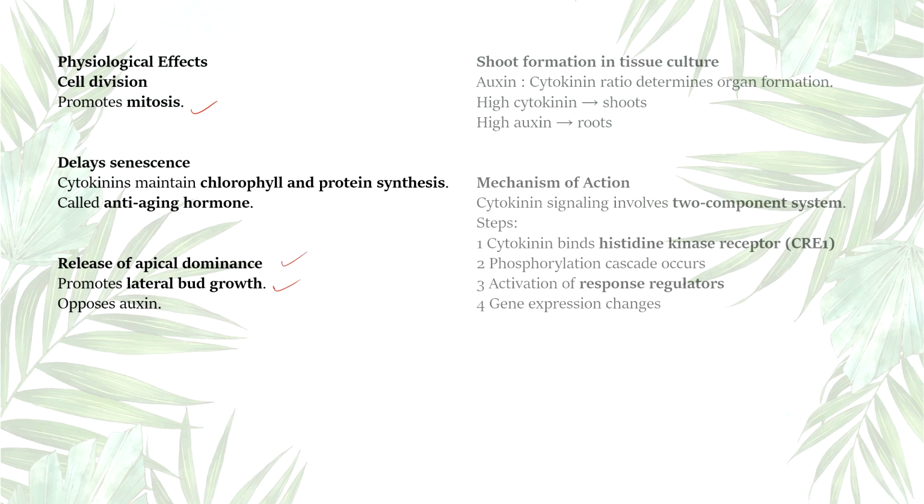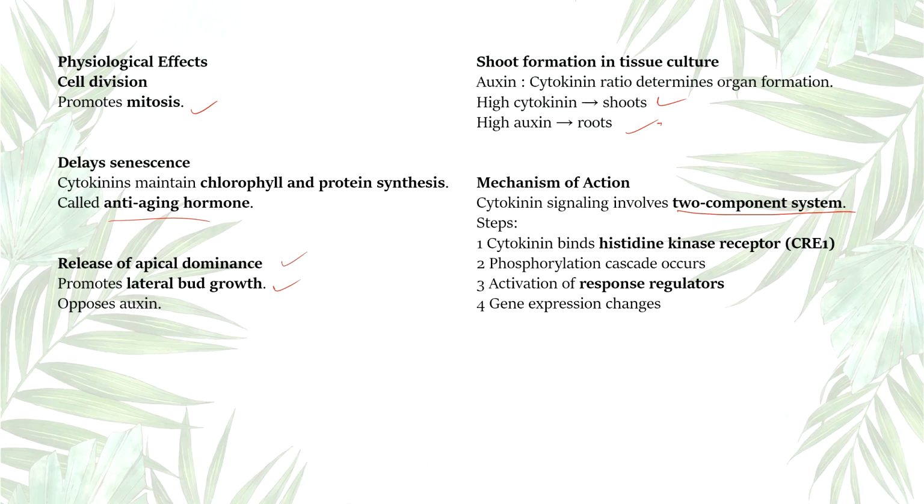The ratio between auxin and cytokinin decides which part to develop. That means shoot to develop or root to develop. So their concentration decides which part to develop. So remember this also. It is also called the anti-aging hormone. High cytokinin is responsible for development of shoots. High auxin is responsible for the growth of roots.